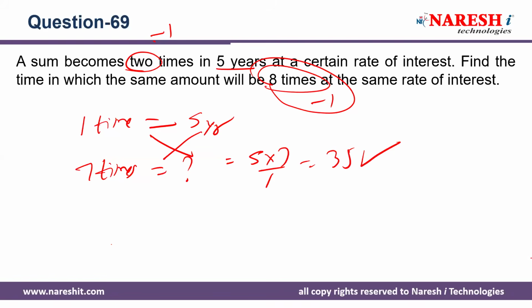Just remember for this shortcut, whatever the question is telling, two times, three times, nine times, 10 times, you should not take the same. You have to take one less than that given. So one time is given as 5 years, then seven times how much?